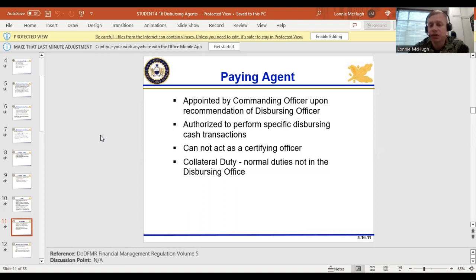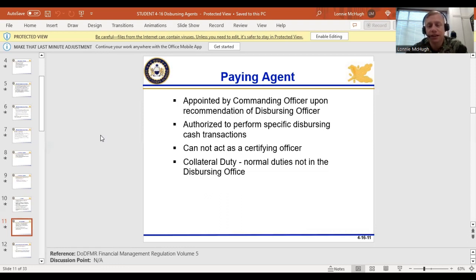They cannot act as a certifying officer, so they're not allowed to certify their payments. That needs to be done by another party. So they're simply the person carrying the cash and paying it out according to what they're told to do. And that says it's not a collateral duty and they're not in the disbursing office.